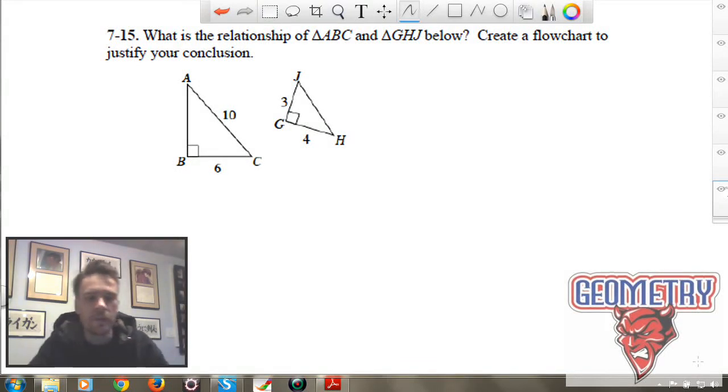This is number 15 in chapter 7. And so we're getting back into proofs. In this unit we're going to get into a lot of proofs, especially with our quadrilaterals. We're going to prove all the properties of those quadrilaterals. So yay, look forward to that, right?